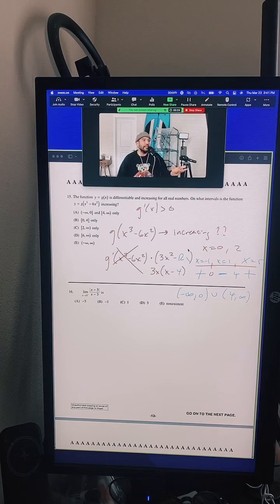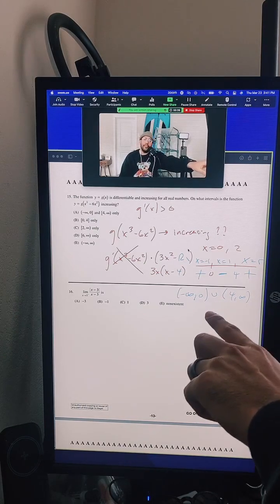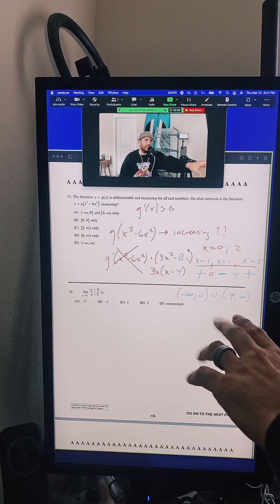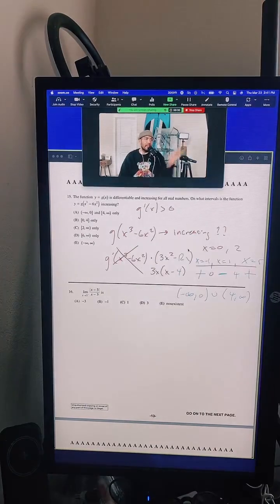Okay. Now, here's the thing. I typically put parentheses. A lot of people like to put the brackets, and that's how they have it on here. If it's a multiple choice, I mean, you could put including, but technically at 0 and 4, it's not increasing, though. The whole derivative is 0.